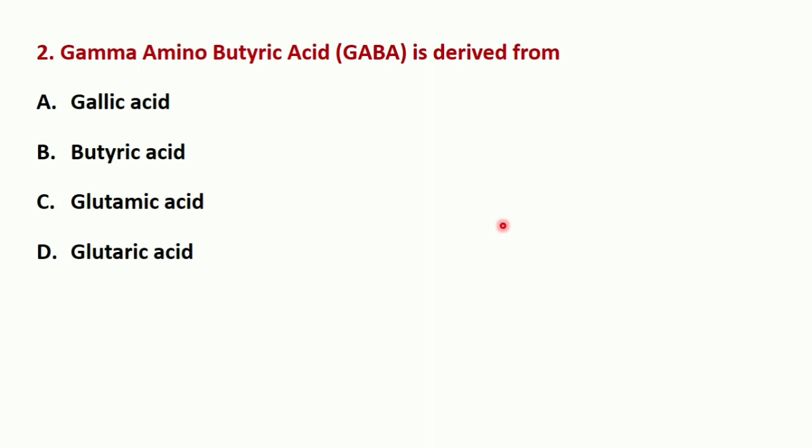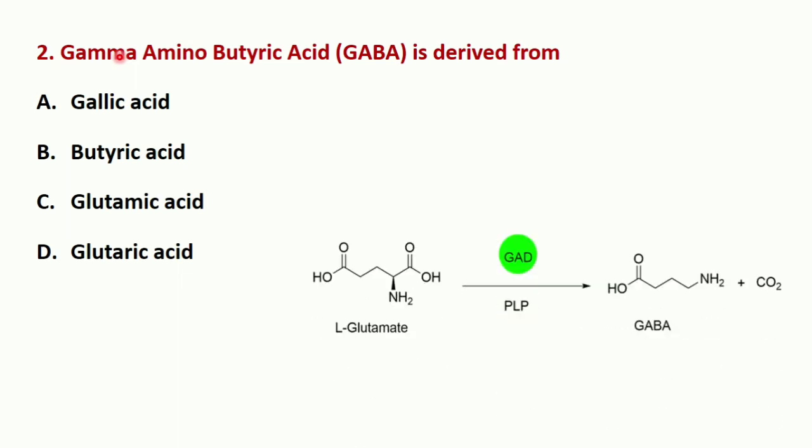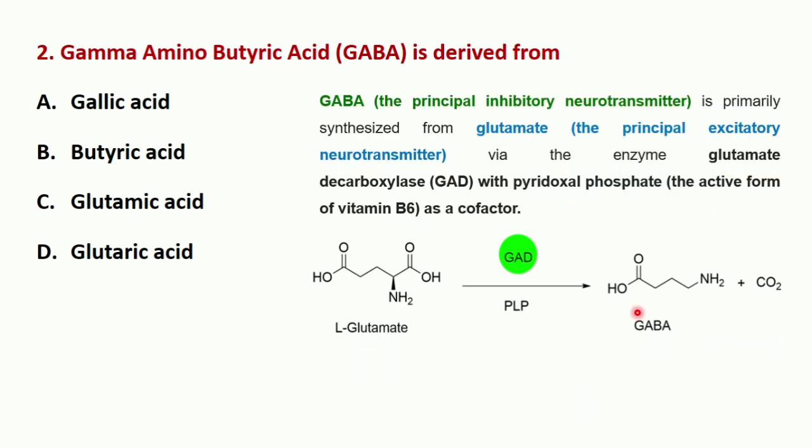And second question: gamma aminobutyric acid is derived from which compound? Gamma aminobutyric acid, we can call it GABA, is a neurotransmitter. The given options are gallic acid, butyric acid, glutamic acid, glutaric acid. You can see here one picture representing L-glutamate. In the presence of GAD and PLP, it is converted into GABA, gamma aminobutyric acid, along with carbon dioxide.